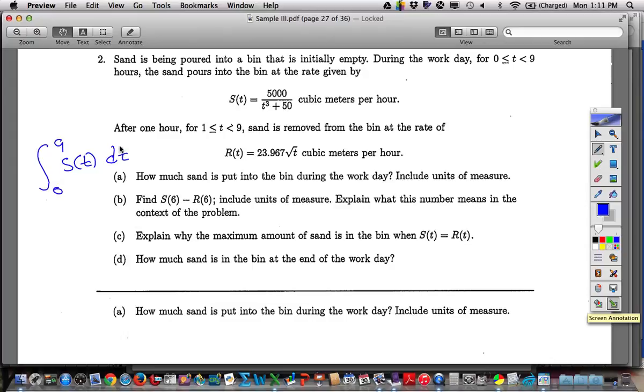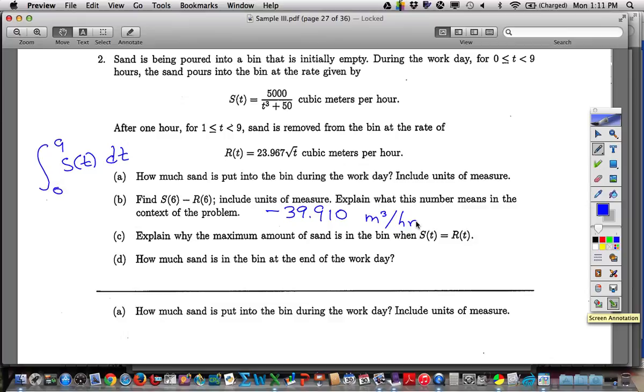So on this one, they had 415.421 or something like that. All right. Now, find S of 6 minus R of 6. Well, that's pretty easy. All you have to do is plug those in and subtract. And it comes out to be negative 39.910. And that would be cubic meters per hour.